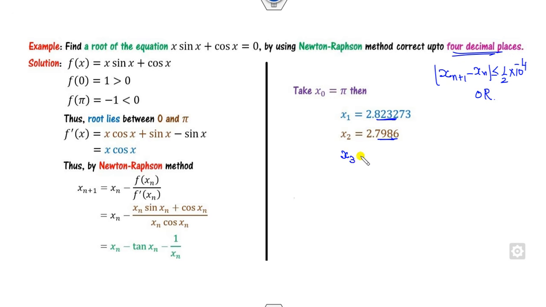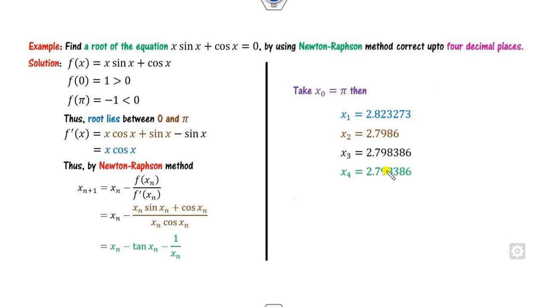Then we can find the value of x3, and then x4. Clearly, up to 4 decimal places they match. Fine, up to 4 decimal places match.